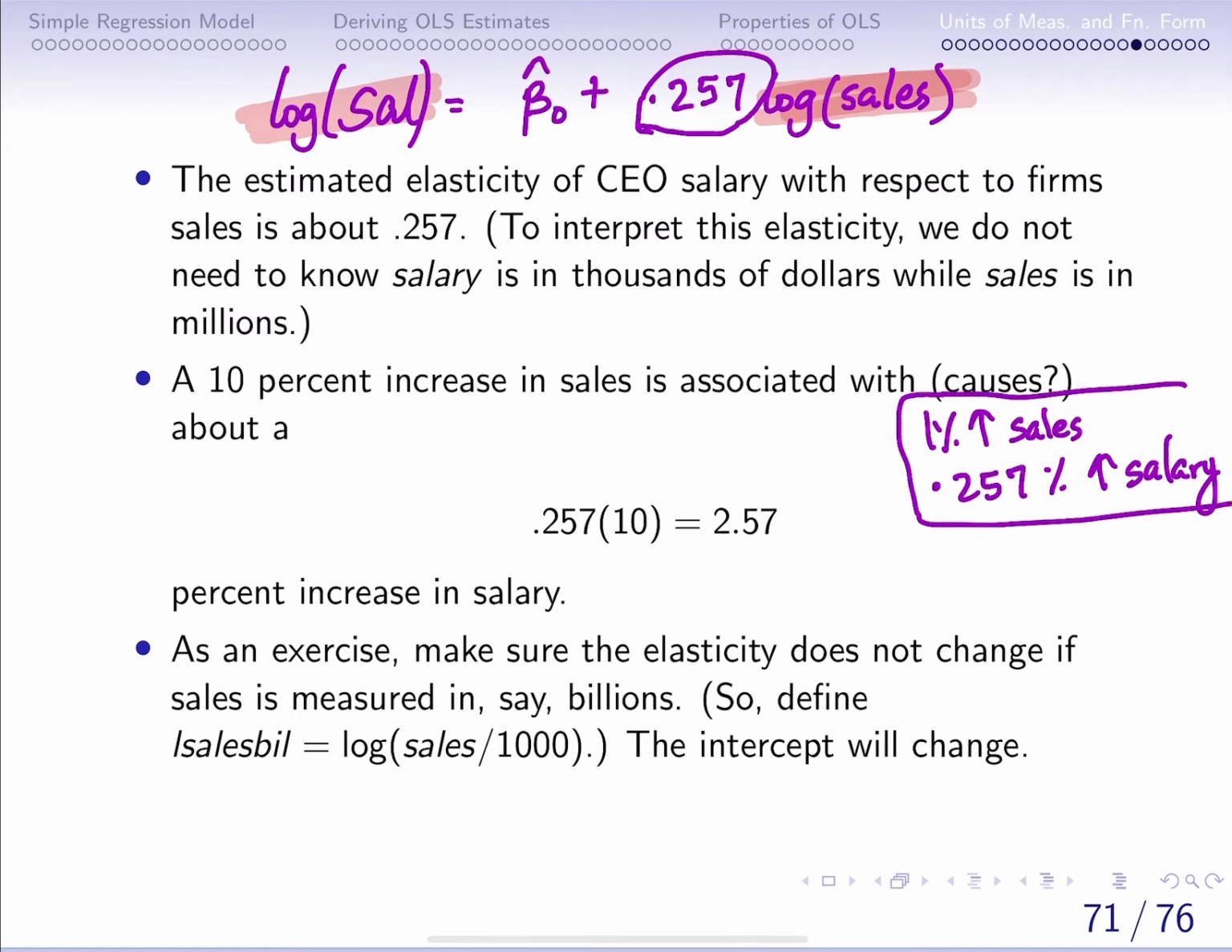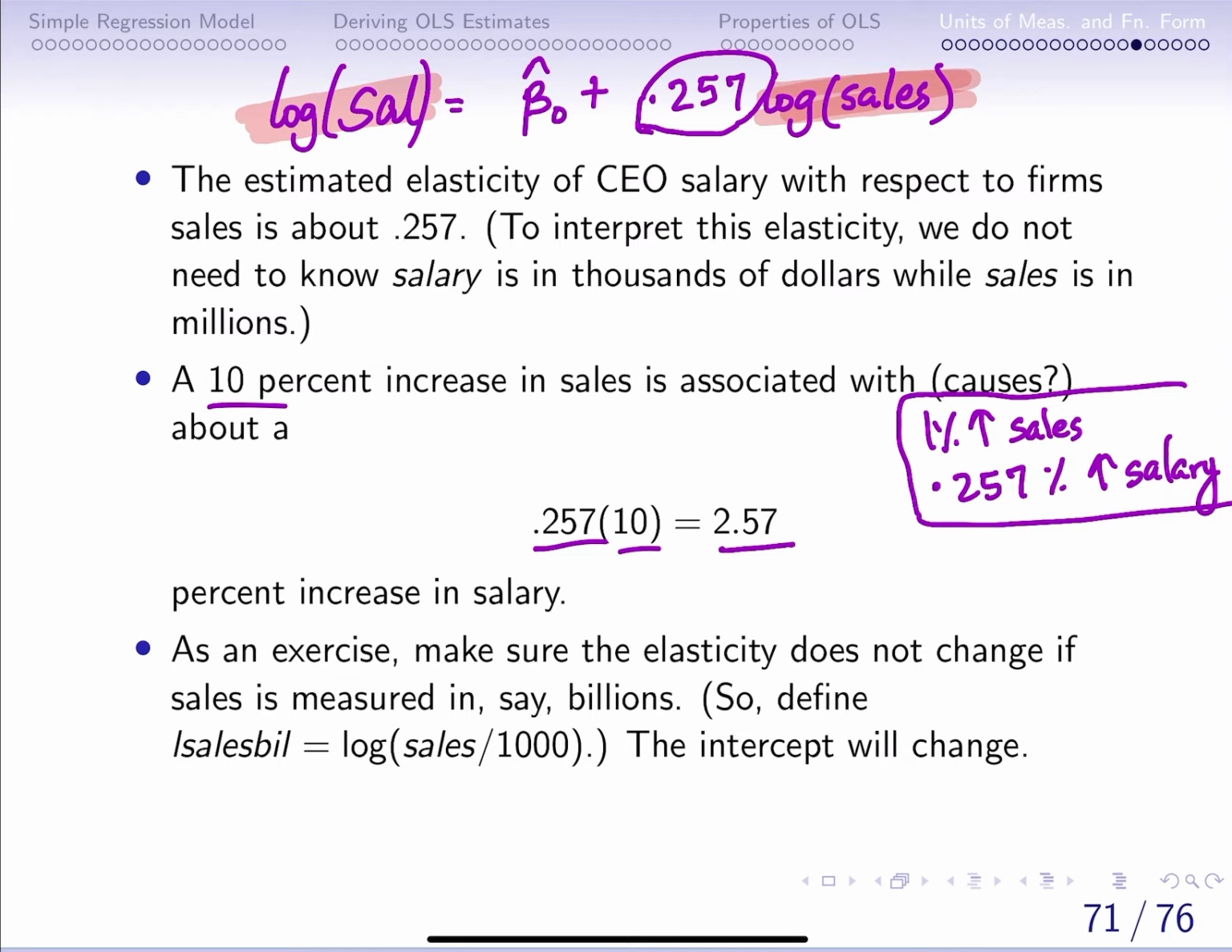Or you could think about a 10% increase, which is just multiplying this by 10. So you could say a 10% increase in sales is associated with a 2.57% increase in salary, okay?